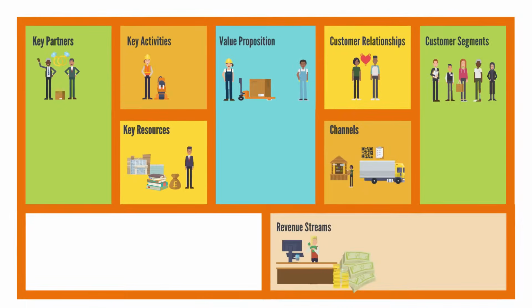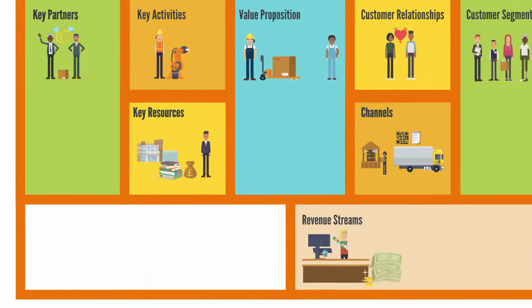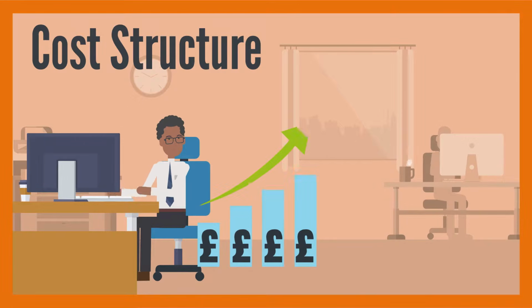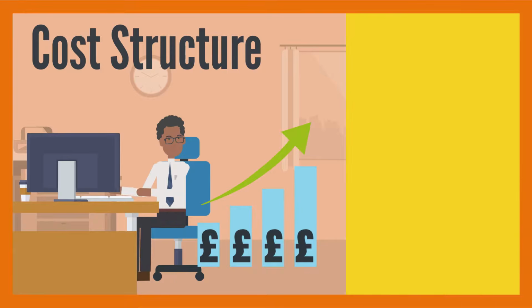The final building block considers the costs associated with each of the other 8 elements of the business model. Consider what resources cost the most, which activities are most expensive, what is the cost structure, and how a charge is incurred in operating your business model. These could be fixed costs that do not change as your levels of business fluctuate, or they could vary in proportion to the volume of business that you are doing.